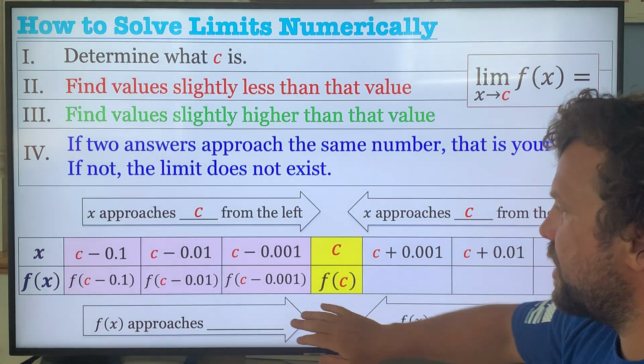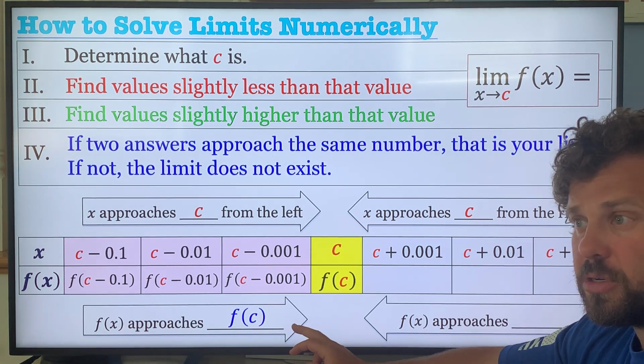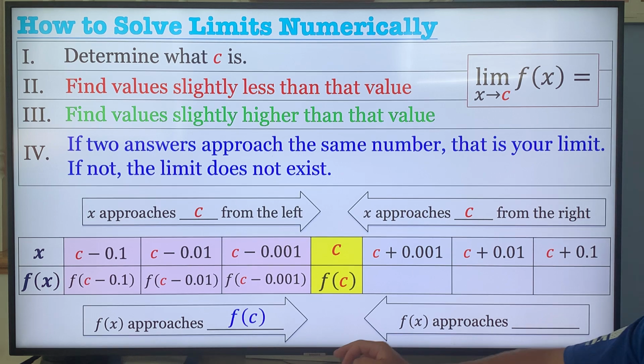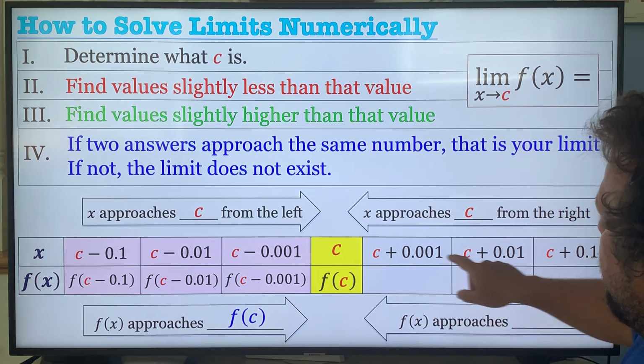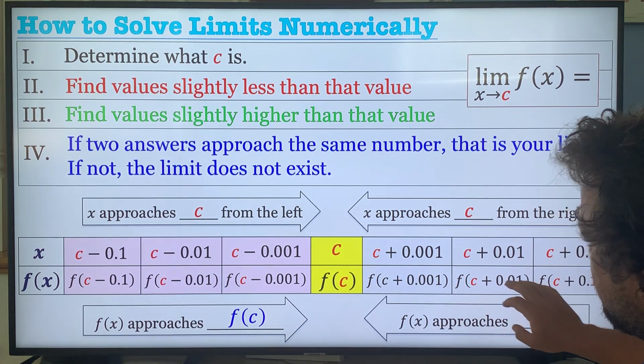And I see if f of x is approaching that number. Okay, see if it's approaching, whatever number it's approaching. It could be 3, it could be -3, it could be a fraction, something like that, doesn't matter. Take these 3 numbers, and I plug them into the original equation. And then I see, okay, what is this number approaching?